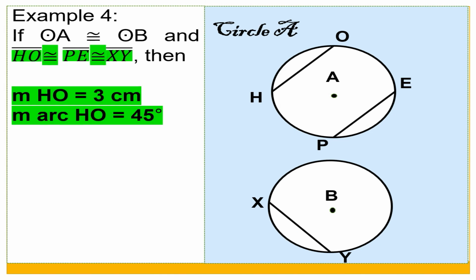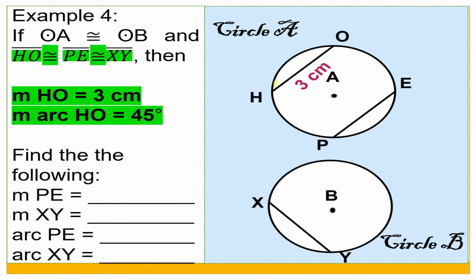Now, let's check example number 4. Using the same circles, circle A is congruent to circle B, and line segment HO is congruent to line segment PE and congruent to line segment XY. Then, the measure of HO is equal to 3 centimeters, and the measure of arc HO is equal to 45 degrees. Find the following measures.